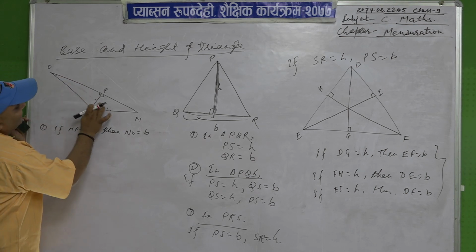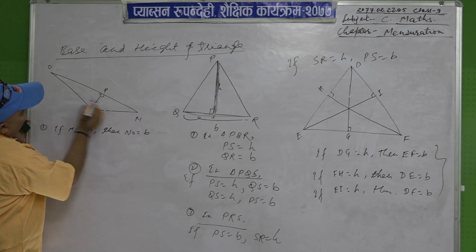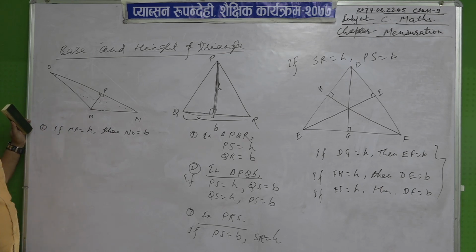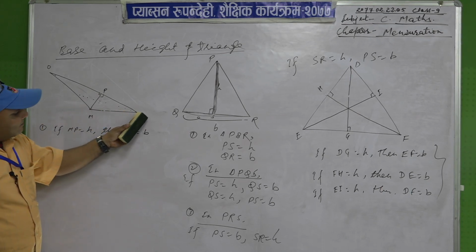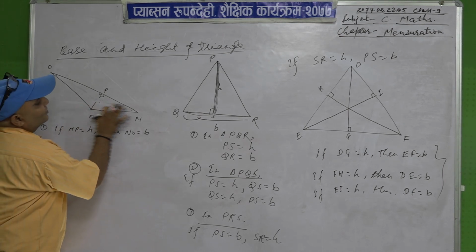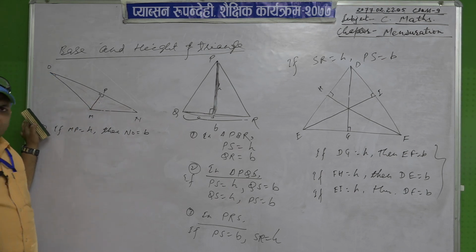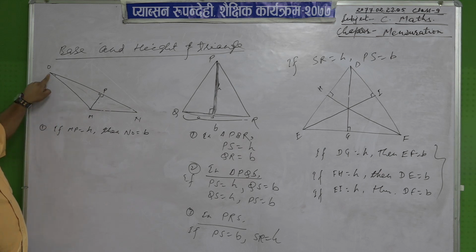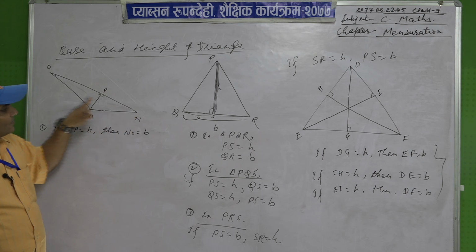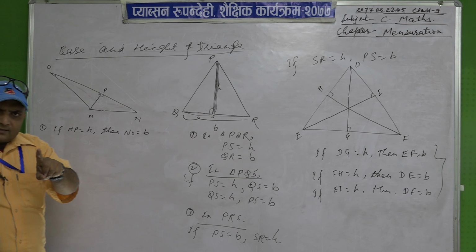Similarly, if we want to draw a perpendicular from this vertex to this base, can we draw it? No. If you try in your copy, we cannot draw it either by using a compass or by using a protractor. You cannot draw 90 degrees from this vertex to this side or from this vertex to this side. So, in this figure only one height will be there.